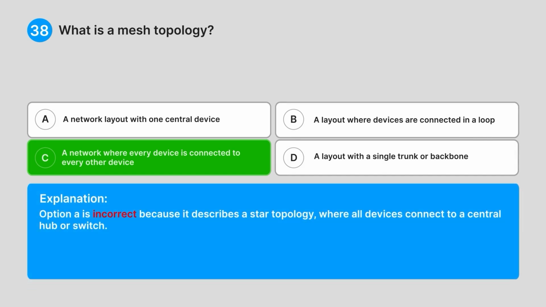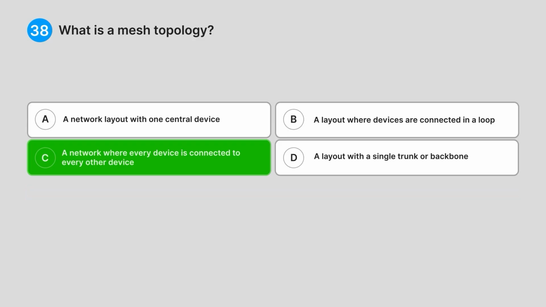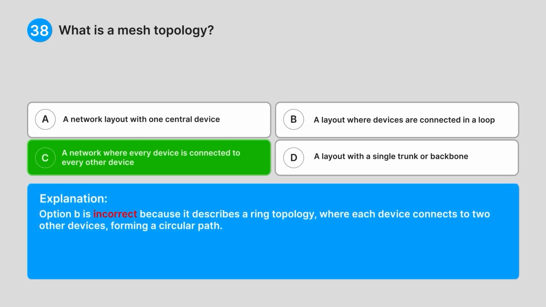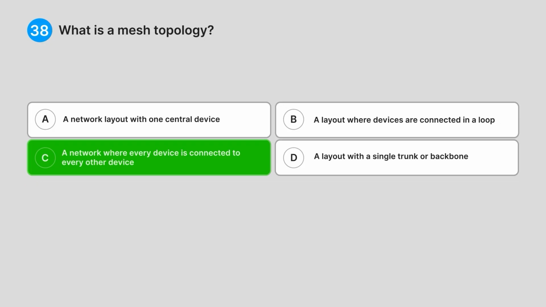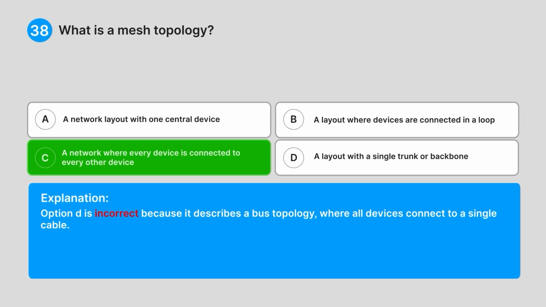Option A is incorrect because it describes a star topology, where all devices connect to a central hub or switch. Option B is incorrect because it describes a ring topology, where each device connects to two other devices forming a circular path. Option D is incorrect because it describes a bus topology, where all devices connect to a single cable.